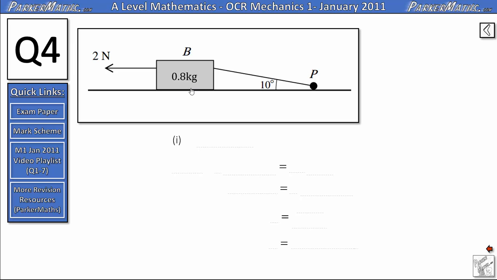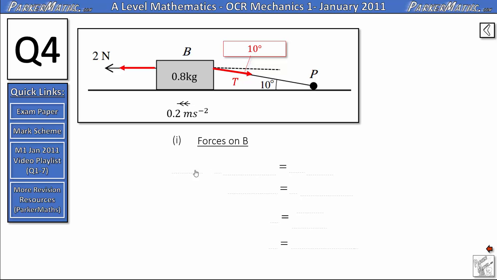Before I add any forces to the diagram, I'm just going to add on another angle up here. If I know that this angle between P and the horizontal is 10 degrees, and I draw another horizontal line here, using alternate angles, I can say that this angle up here is also going to be 10 degrees. Looking at the forces on the diagram, I've got 2 newtons pulling to the left. I've got a tension force pulling down at 10 degrees to the horizontal. And we've also got an acceleration to the left of 0.2 meters per second squared. There are other forces acting over here on P, but because I'm just going to work with block B, I can ignore them for the time being.